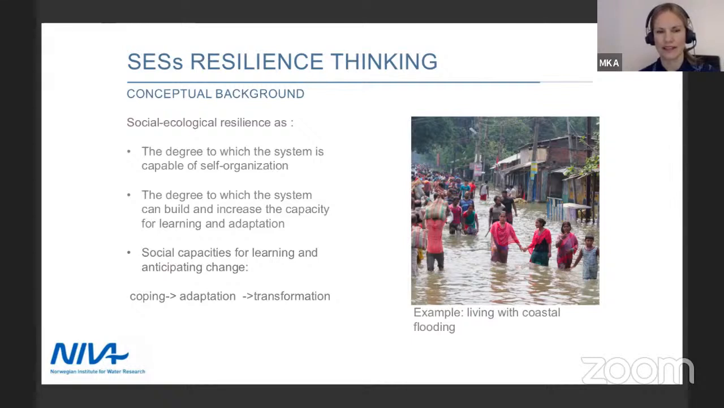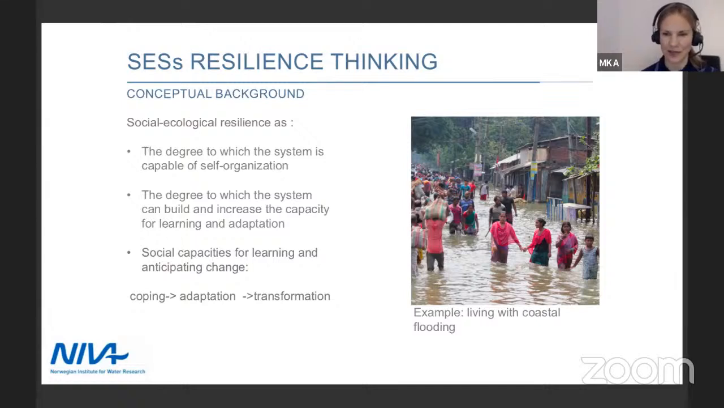A poorer community might have the capacity to cope with annual flooding, but by doing so, they may lose some assets, they might lose some key resources they have to build back. So in the long run, they may actually be more and more adversely affected by the floods. And if we think of adaptation instead, adaptation would be that you have capacities to do incremental adjustments so you can deal with the changes in a better way, for example, by building flood protection, adjusting houses so that the water doesn't come in and so forth. So that would be an adaptive capacity.